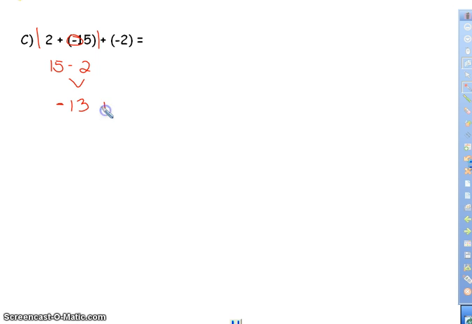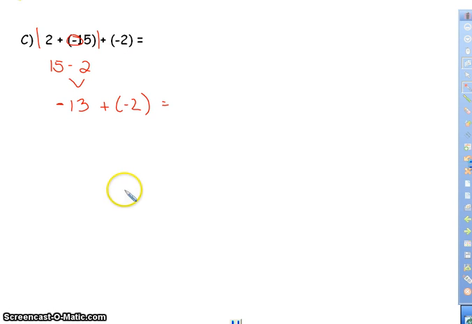Now I'm going to bring the rest down here. The parentheses around the negative is just used to make sure you understand that's a negative 2 and not a minus 2. They use parentheses quite often just around those numbers, to not confuse you, to make sure you understand it's not a minus 2.